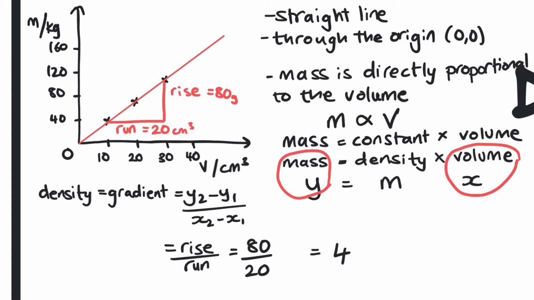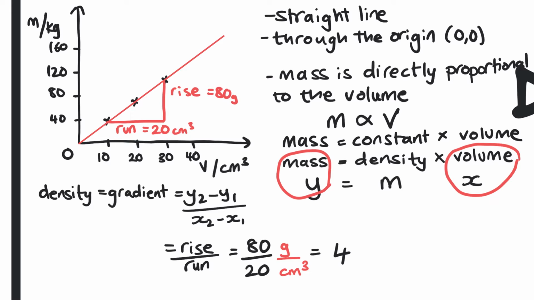So what is that for what? What's the unit for density? Well, to figure out the unit of the gradient, we do the same thing with the rise over run, although instead of putting in the numbers, we put in the units. So on the rise, we had the unit of grams, and we divided that by the run, where we had the unit of centimetres cubed.